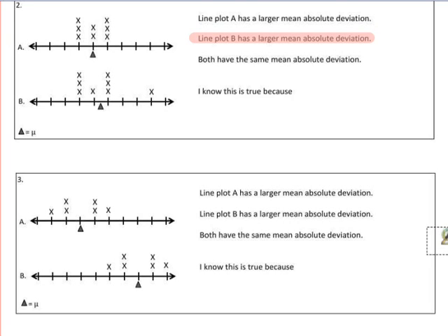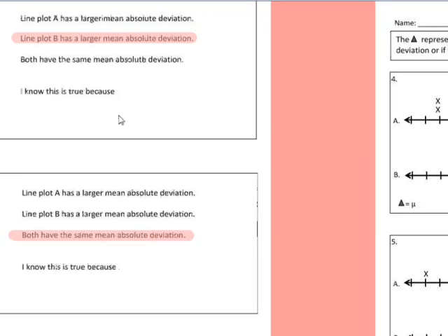Let's take a look at number 3. What did you think here? Yes, they're the same. Even though the mean here is lower than the mean there, we're not looking at the mean. We're looking at the data in relation to the mean. Okay? Let's take a look at the next page.